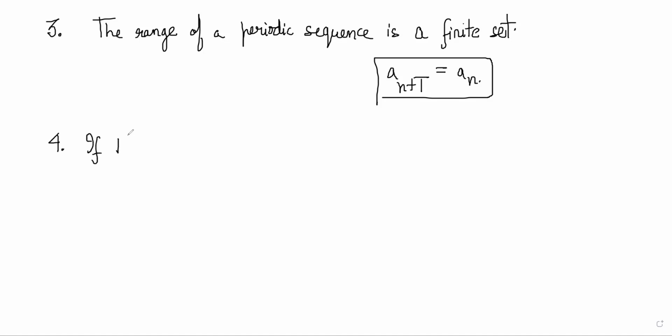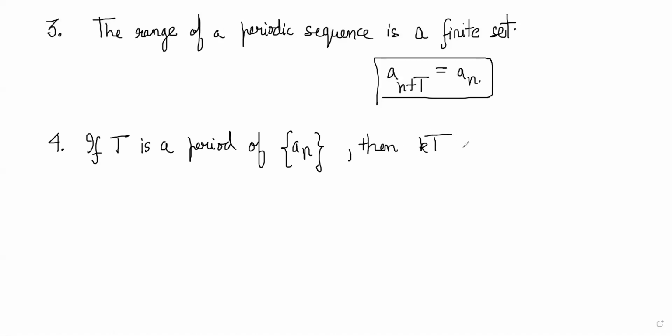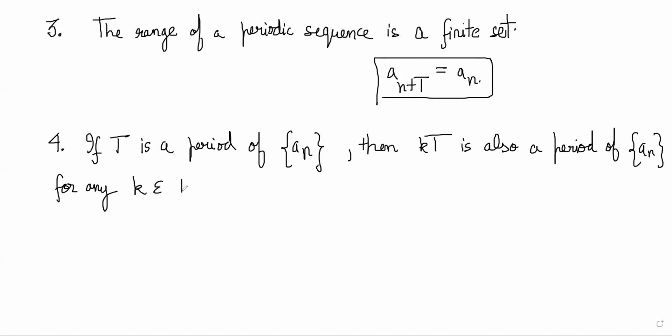Then if T is a period of a_n, then k times T is also a period of a_n for any k belonging to natural numbers. So that is another obvious statement. If the period is some t and you multiply it with some natural number, then 2t will also be a period of the sequence.